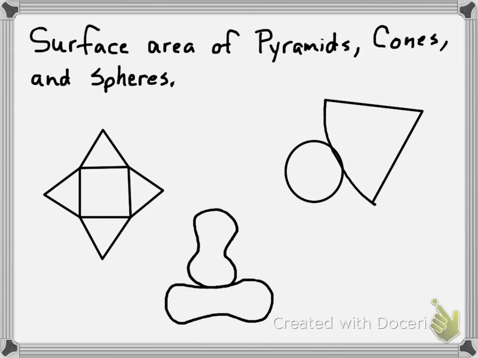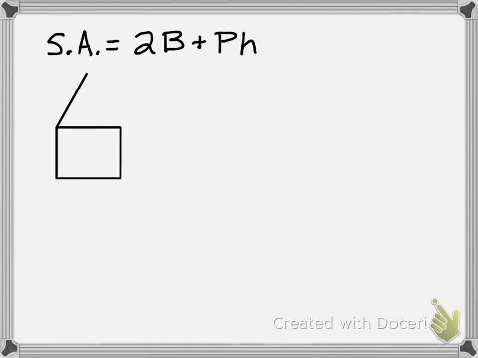Alright, now we're going to analyze these nets to see how we can find the surface area of each of these three types of figures. First we're going to start by looking at the formula for surface area that we've had so far. Except for now, we're not going to be talking about prisms. This formula is for prisms and cylinders, right?